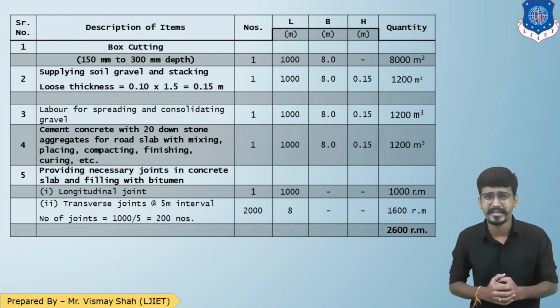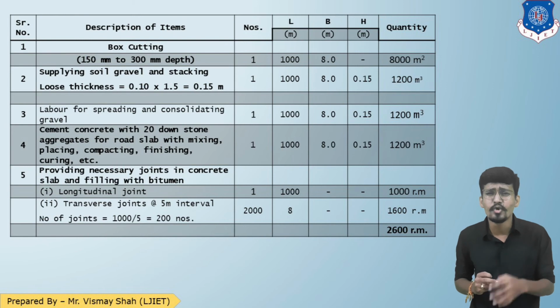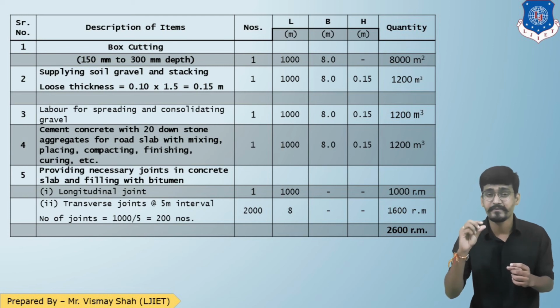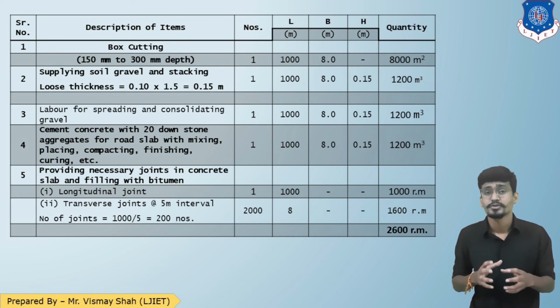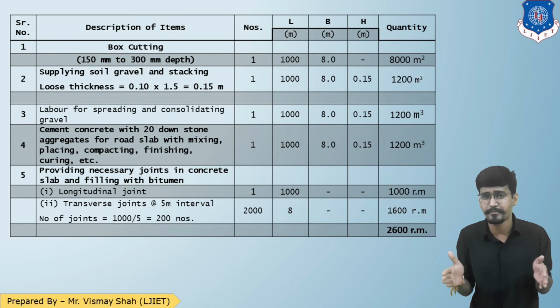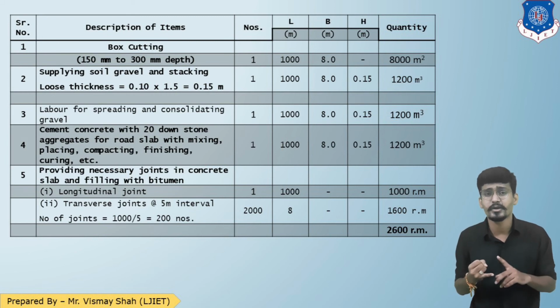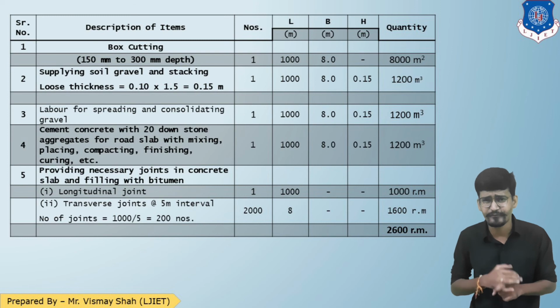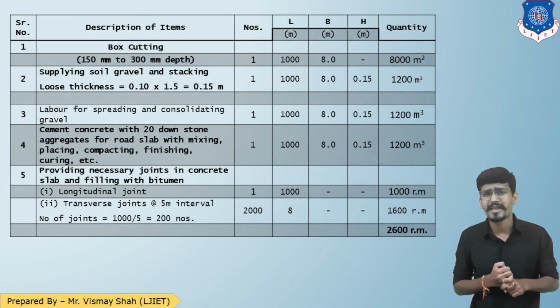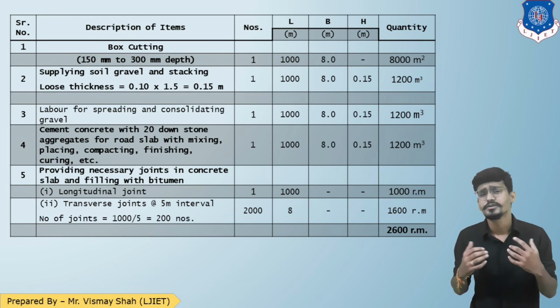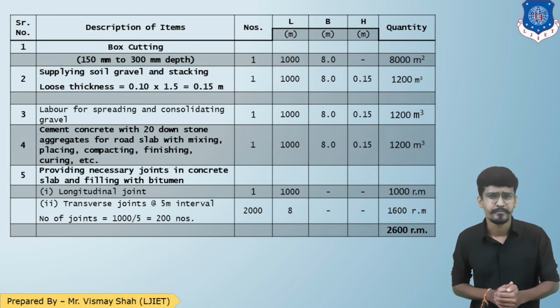Now the second quantity, that is supplying the loose gravel and stacking it. Now the thickness we can assume as 0.15. For 1 kilometer road, so 1000 meter, 8 meter width, and for the loose gravel the thickness is 0.15, so 1000 into 8 into 0.15, we'll get the quantity as 1200 meter cube. Students, here we are talking about only one road, so the number will always be 1.